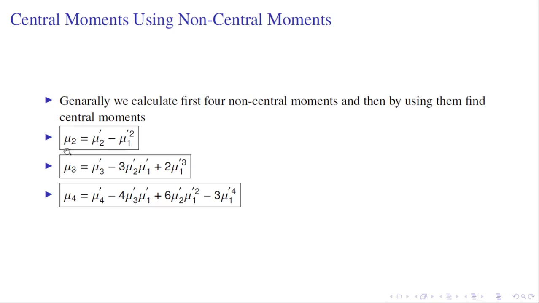These are the formulas. Mu2 has 2 terms, mu3 has 3 terms, mu4 has 4 terms. Here, mu2 involves mu2 dash as the first term, mu3 involves mu3 dash, mu4 involves mu4 dash. Look at the last term. For all the moments, the last term is mu1 dash only, with power 2 here, 3 here, 4 here. The coefficient of the last term is 2 minus 1, that is 1 here; 3 minus 1, that is 2 here; 4 minus 1, that is 3 here. This way you can remember the central moments in terms of non-central moments.